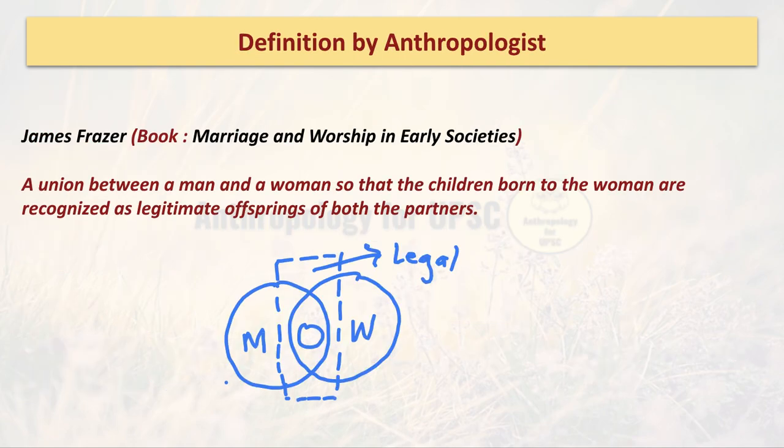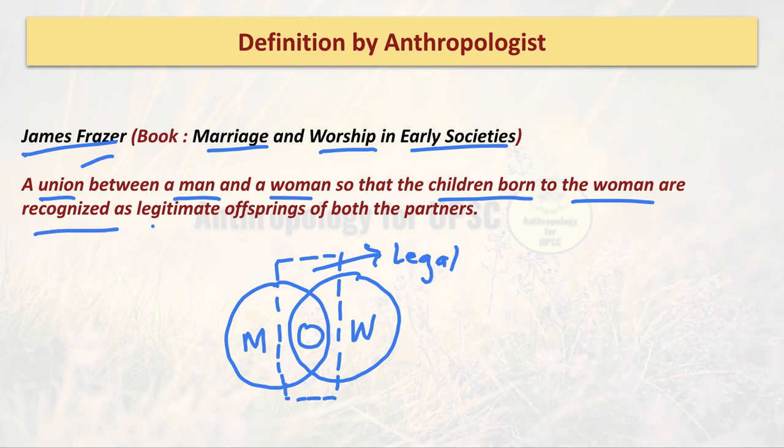Moving ahead, let's talk about a few definitions by anthropologists. I will talk first about James Fraser. He is a great anthropologist, and he wrote a book called Marriage and Worship in Early Society. You can always give a reference to this book where he writes about the definitions. He talked about a union between a man and a woman in plain, simple terms, so that a child born to the woman is recognized as a legitimate offspring of both the parents.